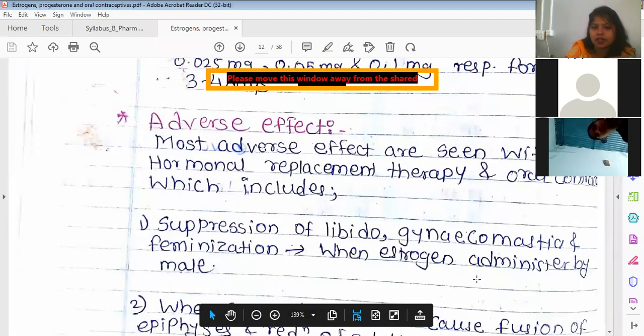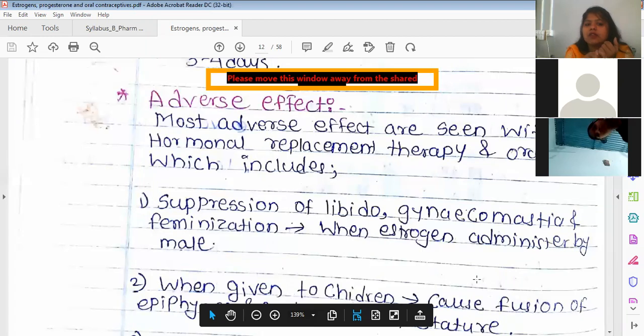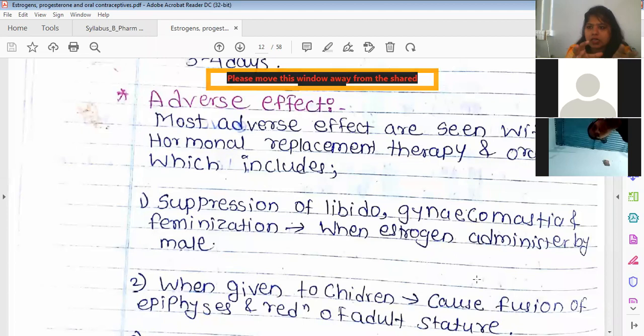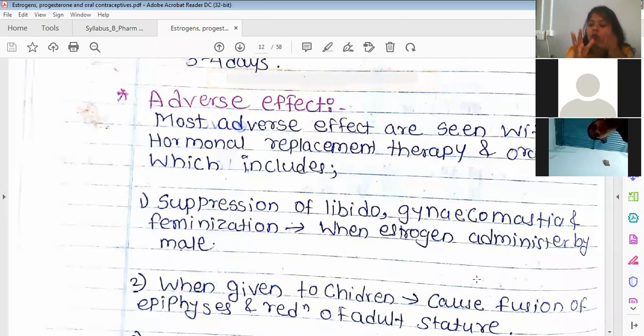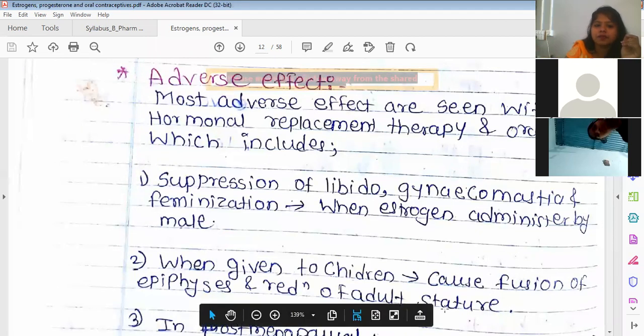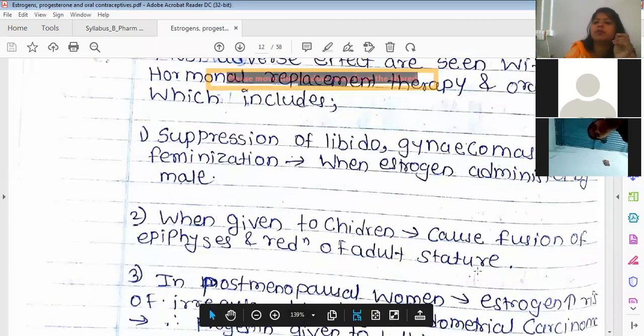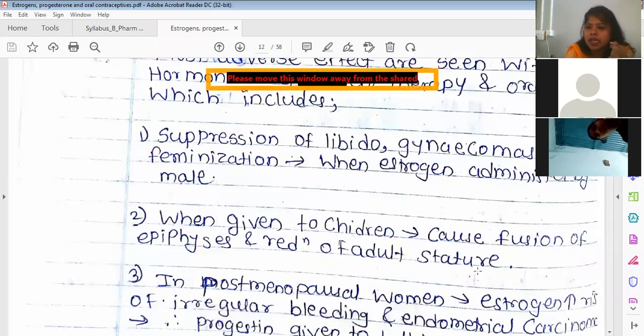Then what are the adverse effects? Most of the adverse effects are seen with the hormonal replacement therapy and the oral contraceptive therapy. म्हणजे जर one woman is taking the oral contraceptive, that time the various adverse effects are seen and that adverse effect is nothing but due to the overdose of the estrogen. What are those? It is a suppression of the libido, means the sex desire. Also there is gynecomastia, feminization is there, means more body features get developed inside the woman when the estrogen is administered to the male.